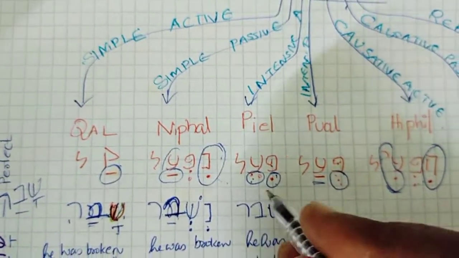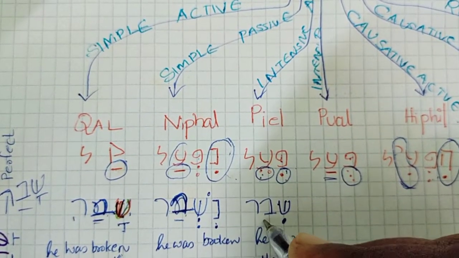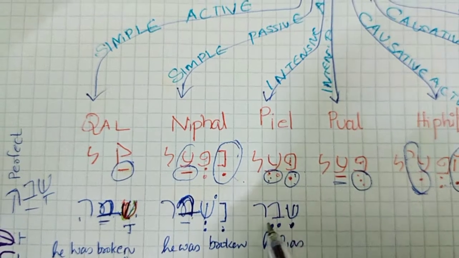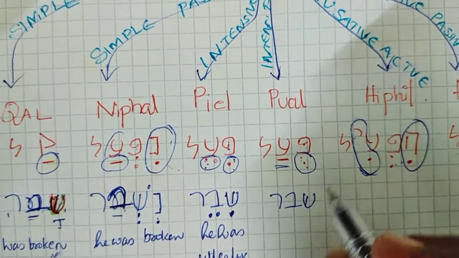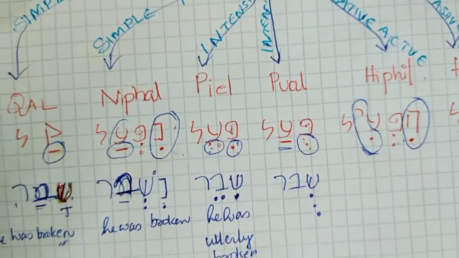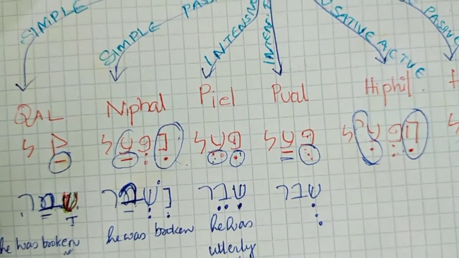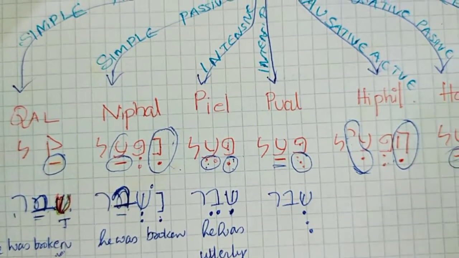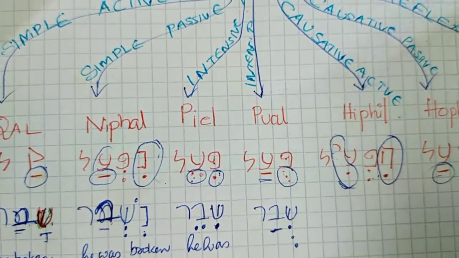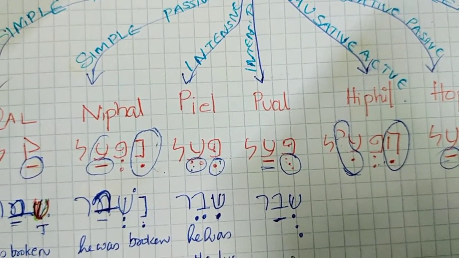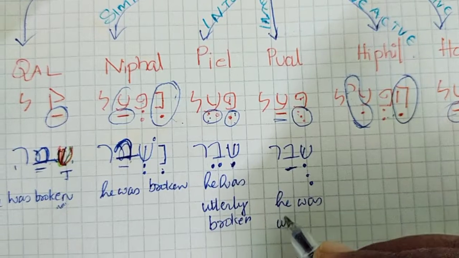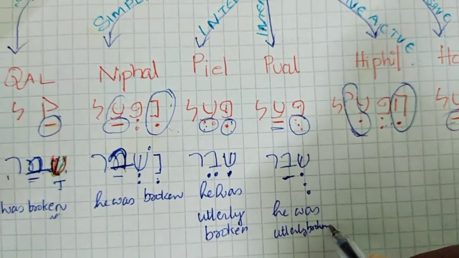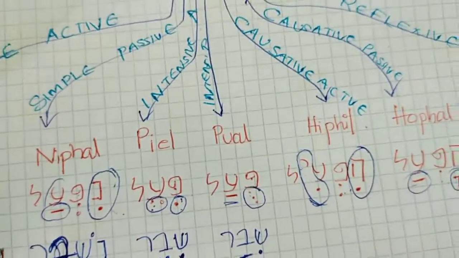Next one is Pual form. Pual, Piel, how do you write Piel? P, I, E, L. Like that you should write. Next one is Pual. So write the root letters Shabar, then apply Pu. Pual, Shubar. Pual meaning that is intensive passive. Earlier it was he has utterly broken. Now he was utterly broken.